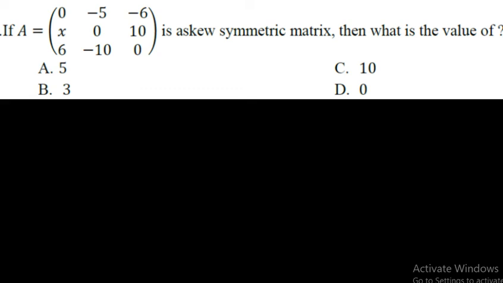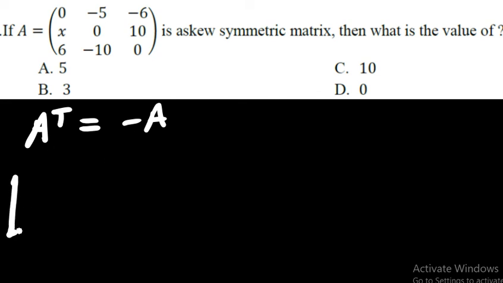Okay. Next one. It says A is equal to a matrix, as you see, 3 by 3, a square matrix. It is a skew symmetric matrix. So what is the value of x? It says this matrix is skew symmetric. If a given matrix is skew symmetric, that means A transpose must be equal to negative of A. This condition has to be satisfied to say a given matrix is skew symmetric. Since it is given that it is a skew symmetric matrix, we can say A transpose is equal to negative of A.